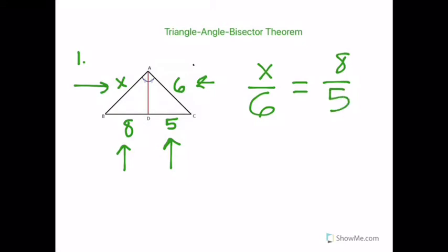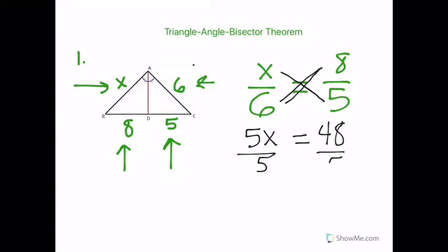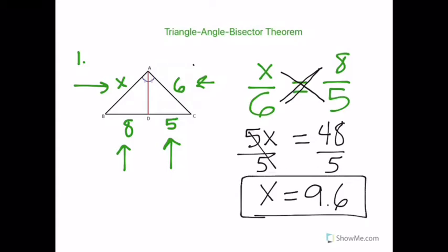All right, so to solve this, we simply cross multiply. X times 5, we just write as 5x equals 6 times 8 is 48. Divide both sides by 5. X equals 9.6. 48 divided by 5, you get 9.6. Let's try another one.